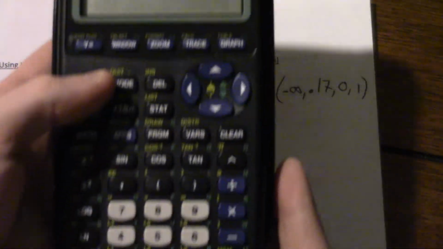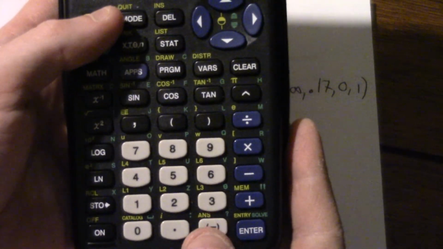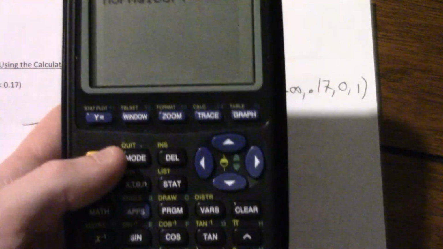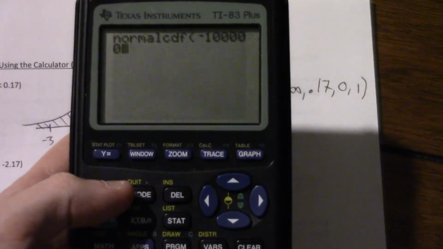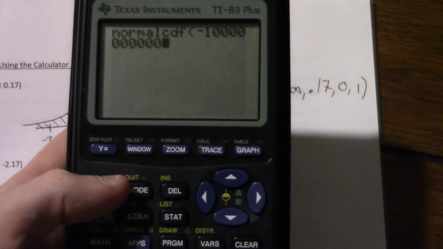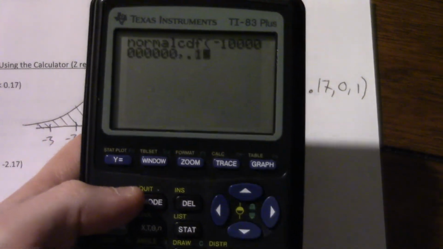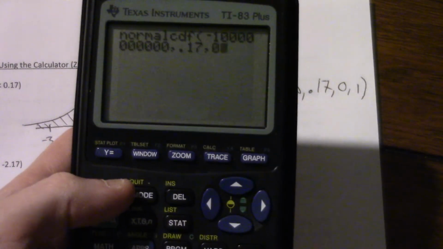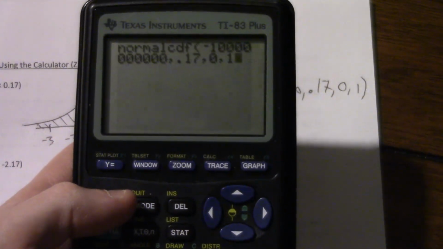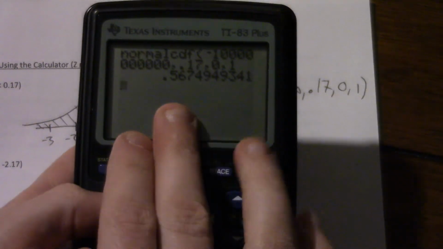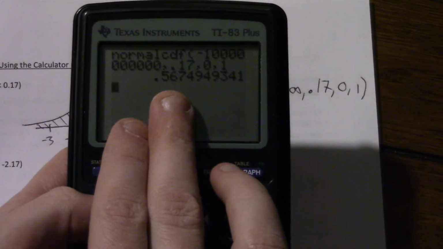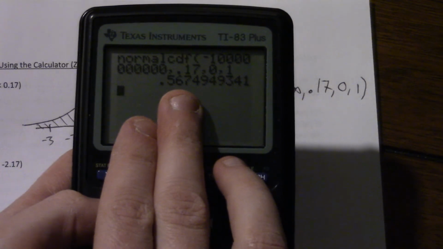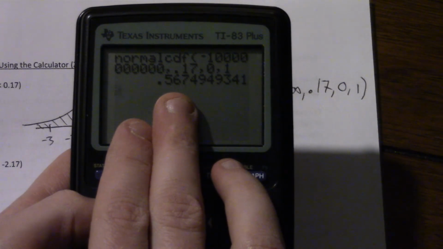So we need, again, a really negative number, so we'll use this negative sign. -1 with a bunch of zeros, that's plenty. Up to 0.17, mean of 0, standard deviation of 1. And we thought we'd get something a little more than 50%, and we get about 57%, so 0.567.